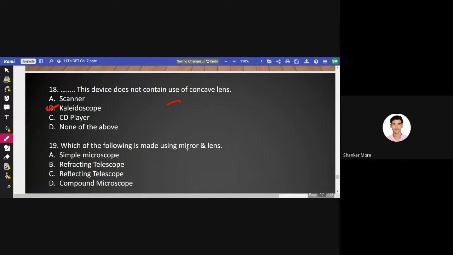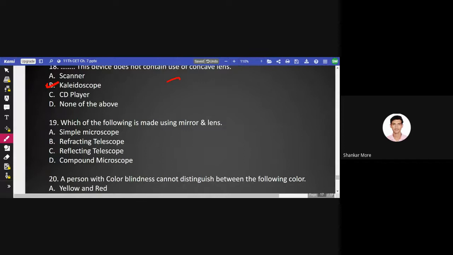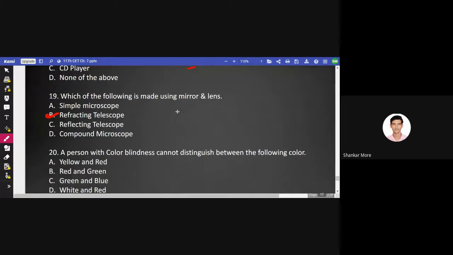Which of the following is made from mirror and lens? Simple microscope, refracting telescope, reflecting telescope, or compound telescope? Which telescope or device is made using mirror and lens? Which is that telescope? Refracting telescope. Students, the refracting telescope is the device which is made using mirror and lens. Now let me just mark it, refracting telescope, and then we have the 20th question.